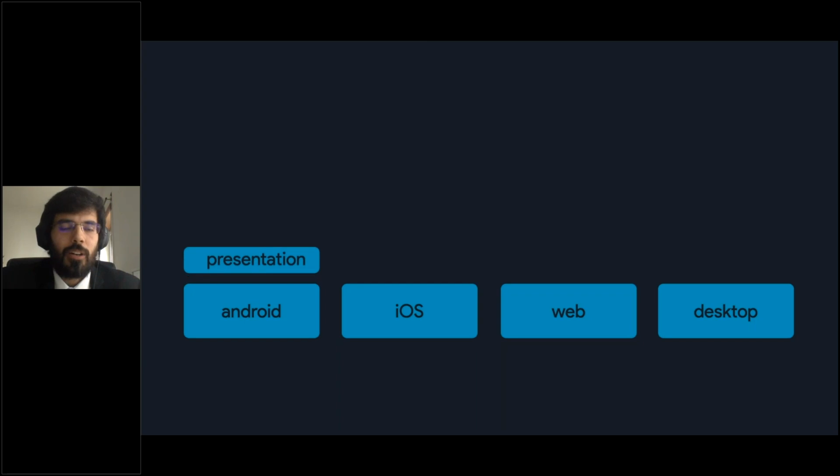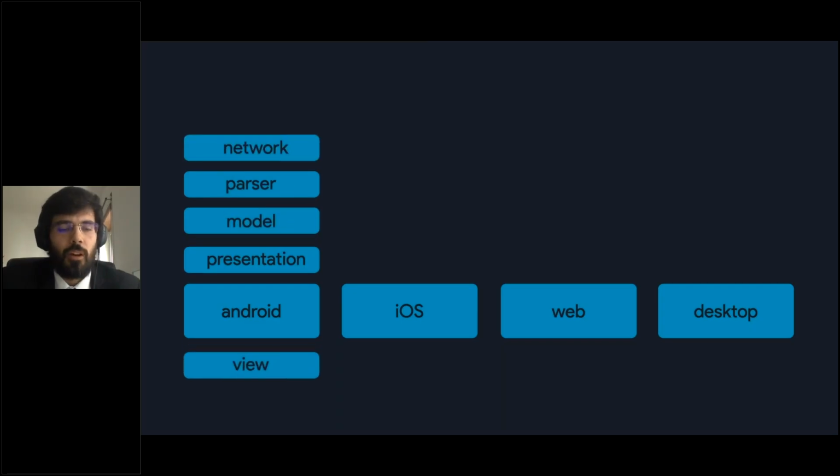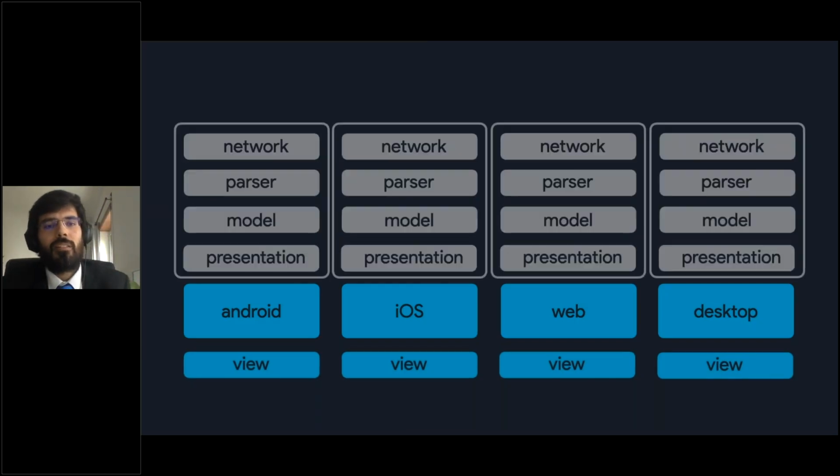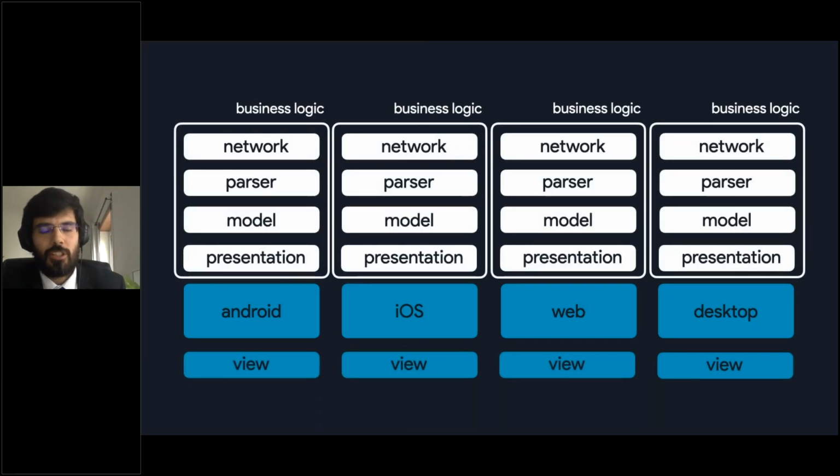So typically, our application will have a presentation layer. We'll also have the model, the parser, the network, and then we're going to implement the views. How can we interact with those presentation and with all the options? And then we're going to do the exact same thing for iOS, for the web, and for the desktop. And there is a part, what we are going to call the business logic, that we are doing over and over and over again. What you're going to change is the libraries that you're using.